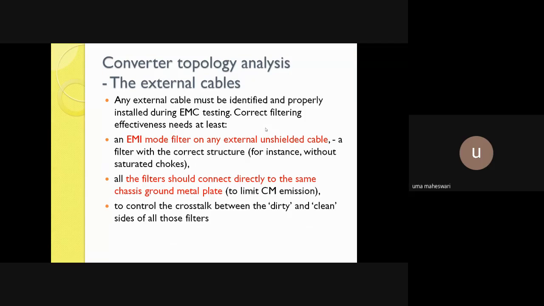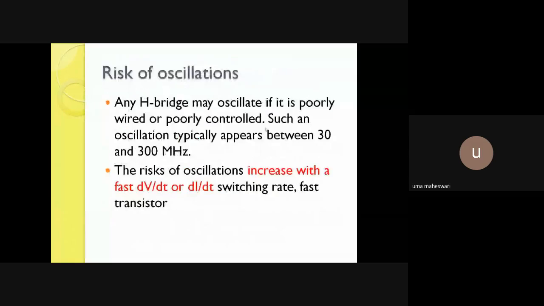On the external cable side, as we discussed, an EMI mode filter is needed for external unshielded cables. A filter with the correct structure has to be installed, for instance, non-saturated chokes have to be employed. Then all the filters should be directly connected to the same ground. That is the main point to limit the common mode emission and to control the crosstalk. So that has to be done on the external cable side.